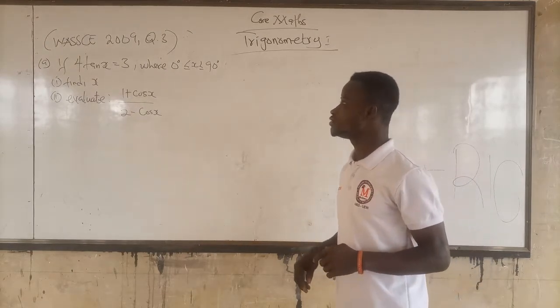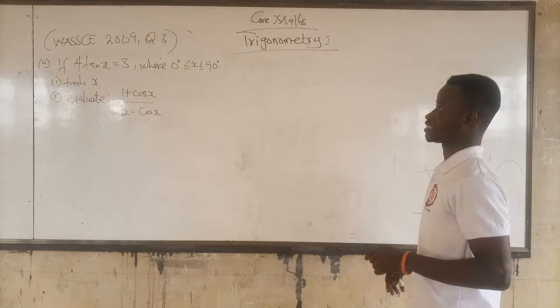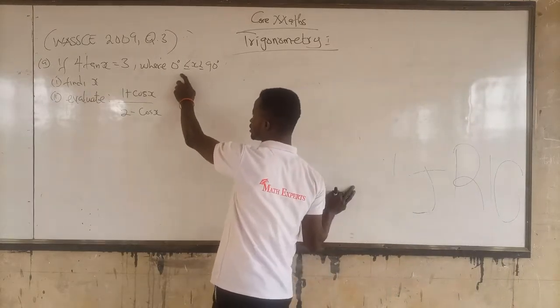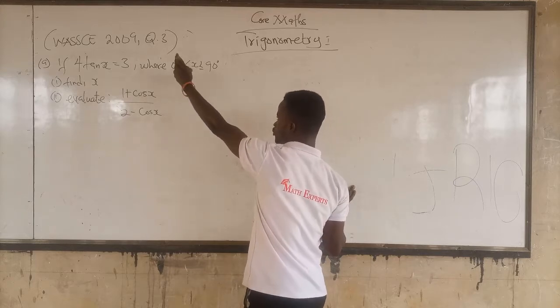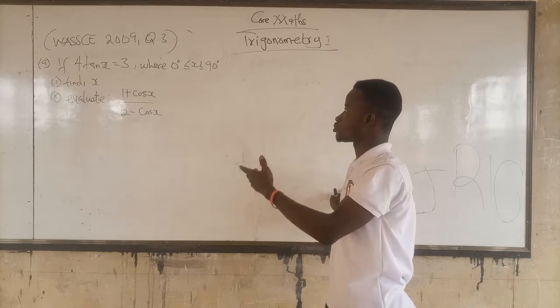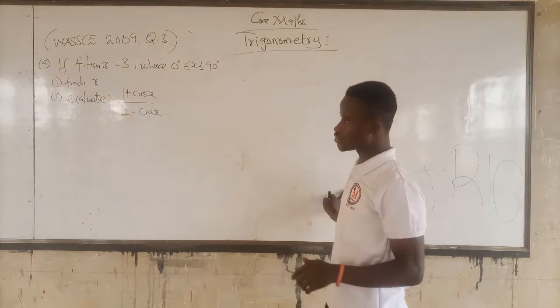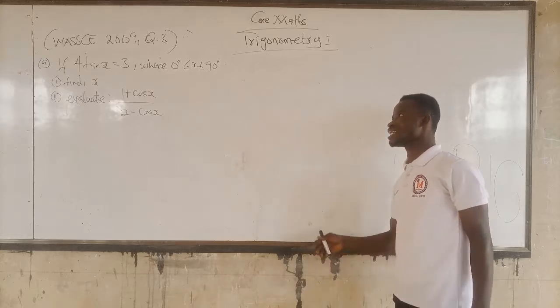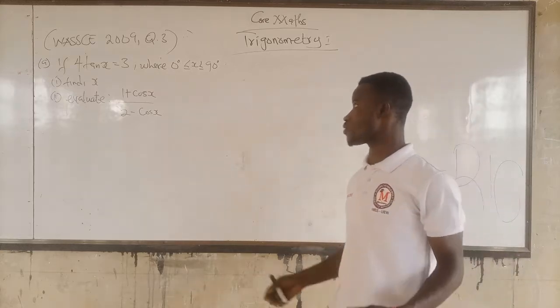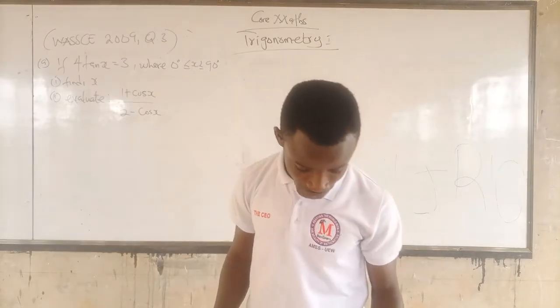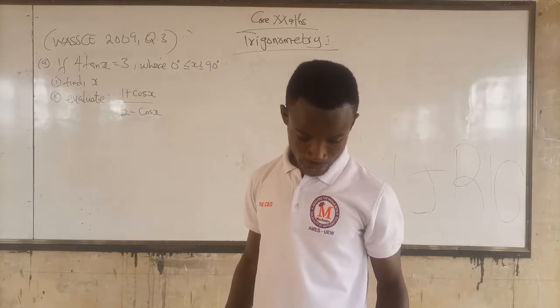Alright, so if 4 tan x equals 3, where 0 degrees is less than or equal to x, and x is less than or equal to 90 degrees. That means that we are finding x within that range. Alright, very good. So let's continue.